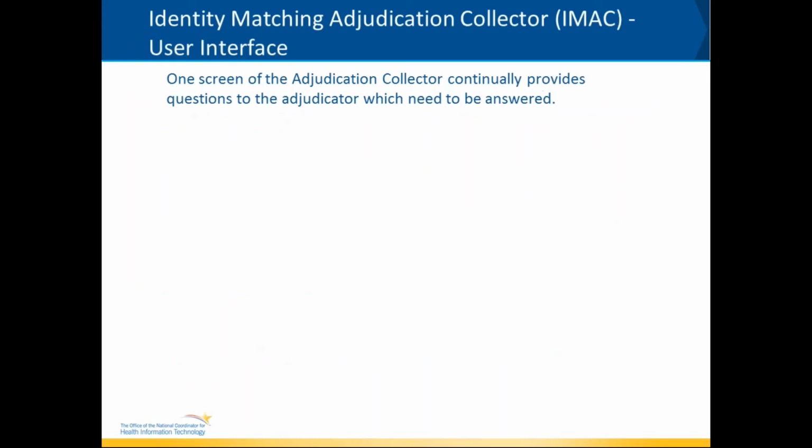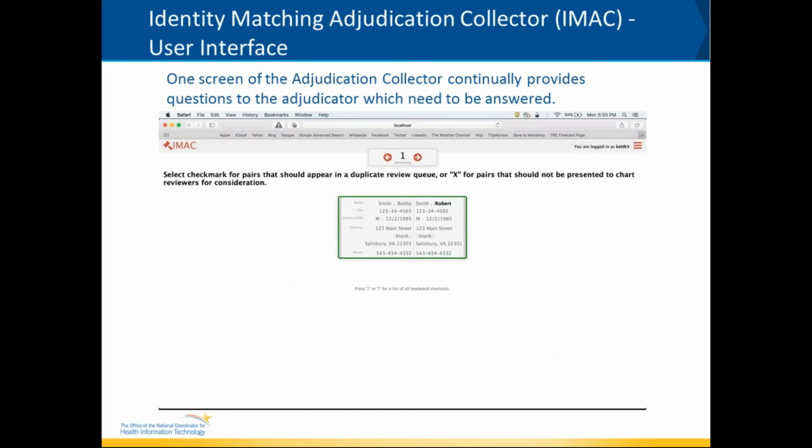I'll show you a screenshot or two of IMAC. So on one screen of the adjudication collector, we constantly provide the adjudicators with potential record pairs that they need to decide are a match or not a match. Next. So this is a record pair, as the same one Carmen showed actually, where the only thing that's bolded is the thing that's at all different. Any difference at all would cause bolding between the two.